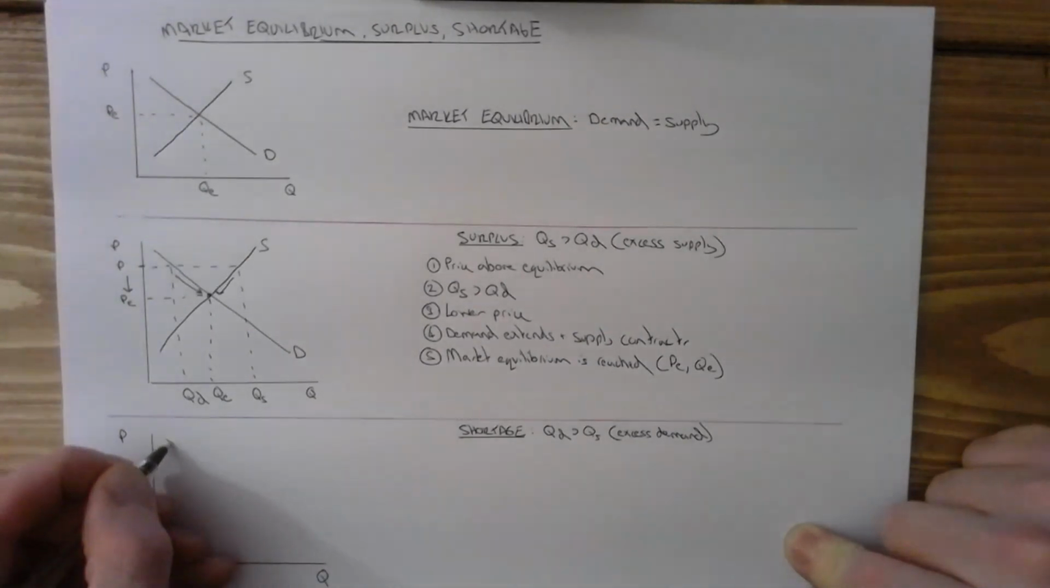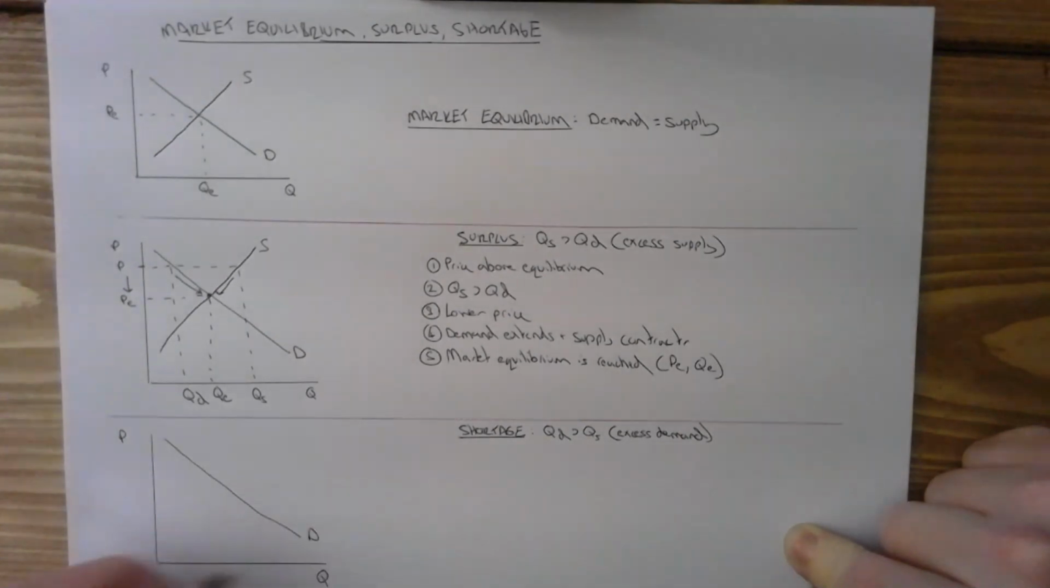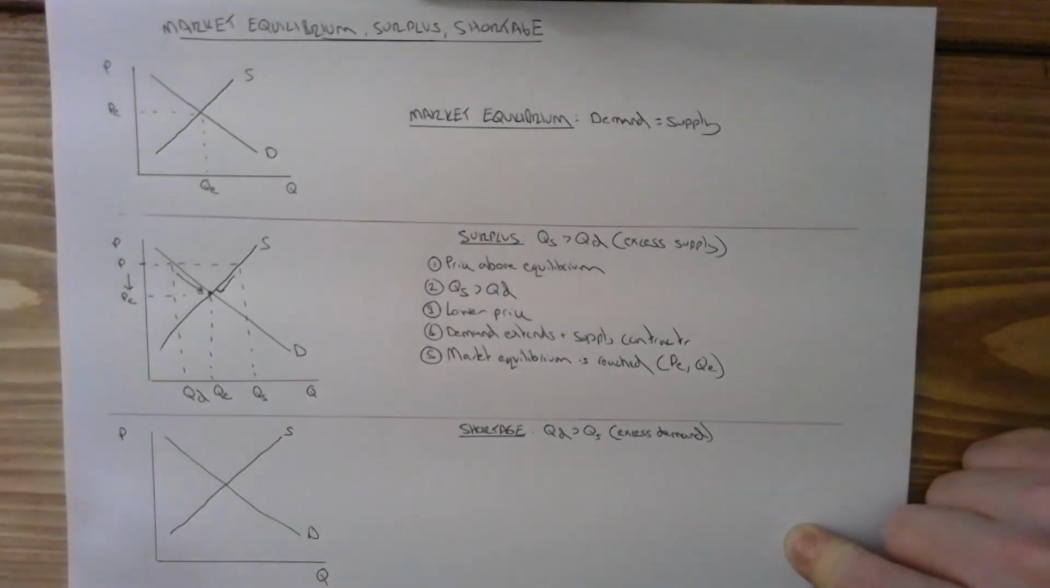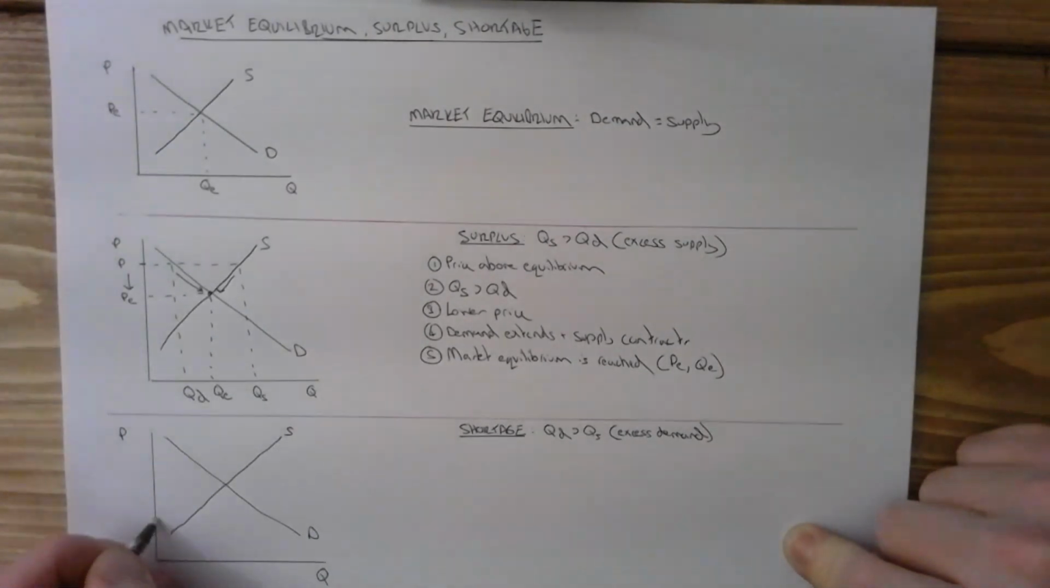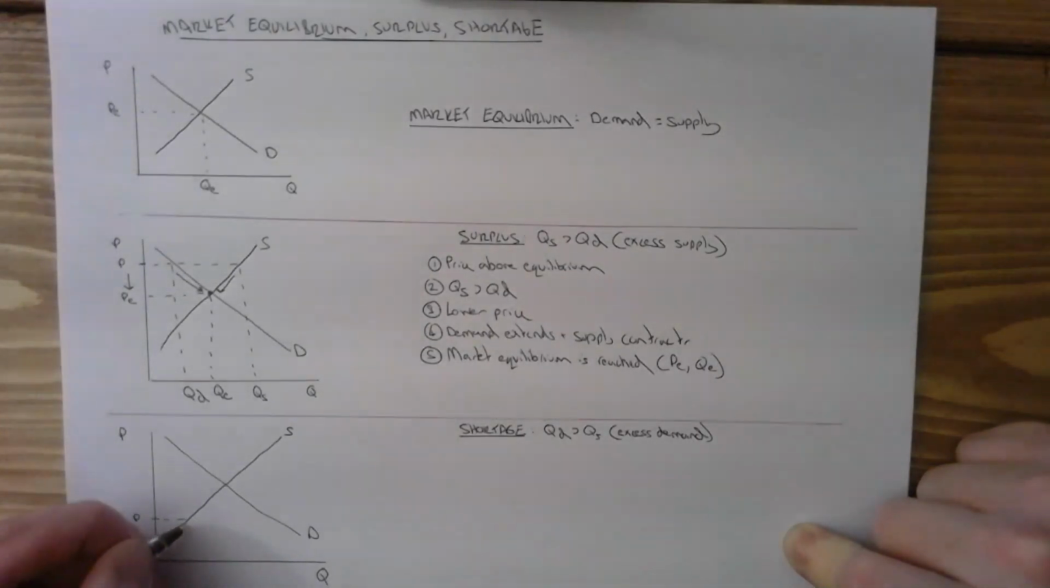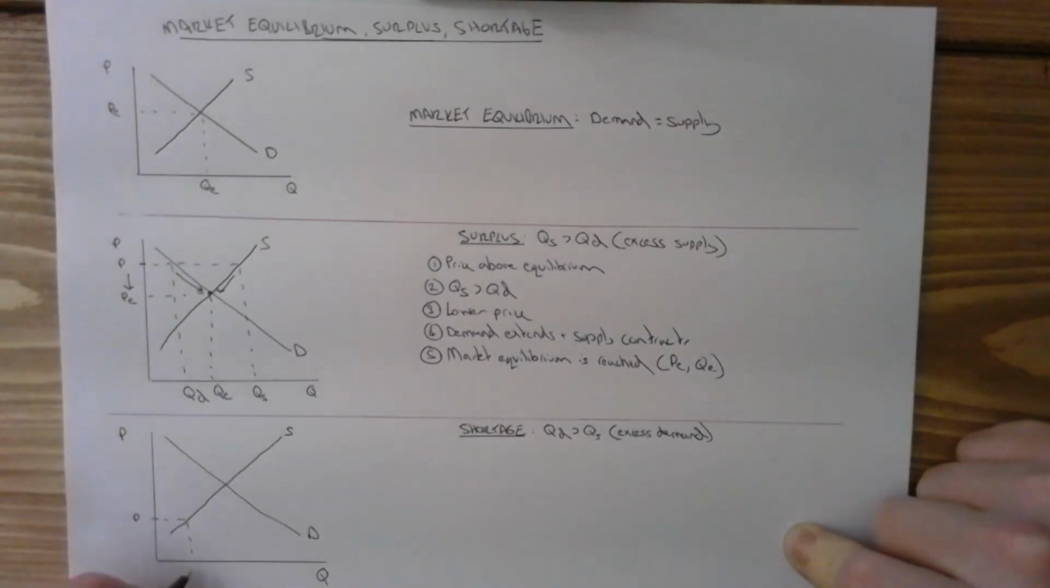So I'm going to draw my curves. Downward sloping curve labelled demand, upward sloping curve labelled supply. And in order to demonstrate a shortage, this time I need to start with a price that's below the equilibrium price, down here. And again, dashed line across, initially till I get to my supply curve. I'm going to call that point there QS.